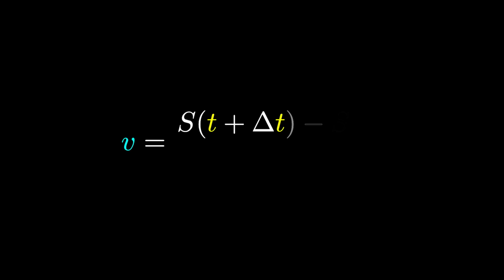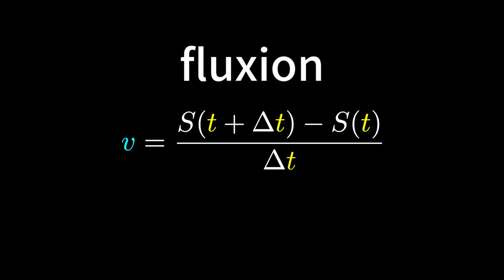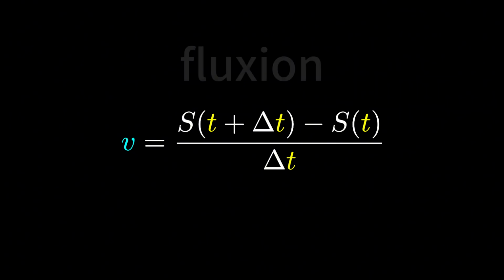We use a capital S to represent distance and t for time. Newton's calculation is essentially what we now call the derivation, though Newton named it the fluxion.